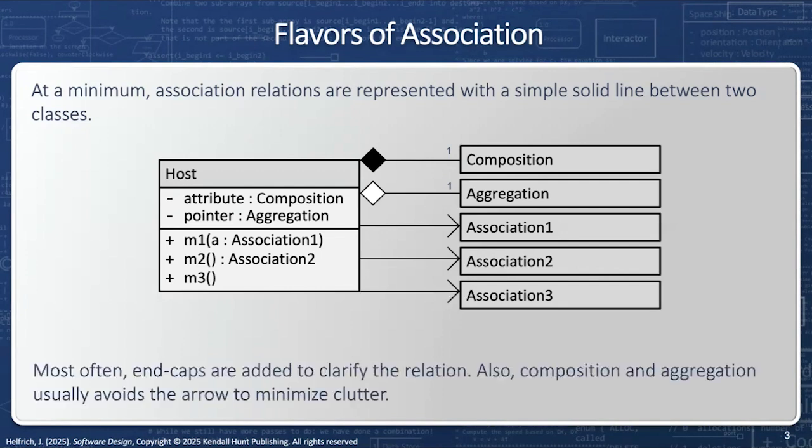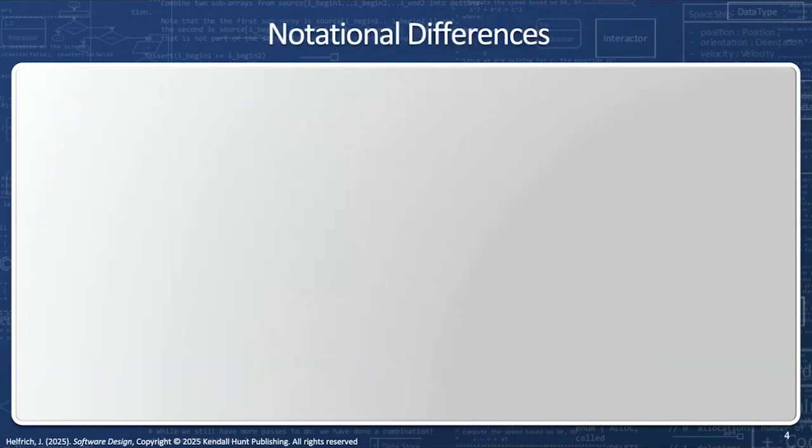Now, most often, end caps are added to clarify relations. Also, composition and aggregation usually avoid the arrow to minimize clutter. So I could have my open arrow for composition and aggregation, but it doesn't really add any clarity, so I'm going to omit that. Okay, so there are some notational differences we can use here.